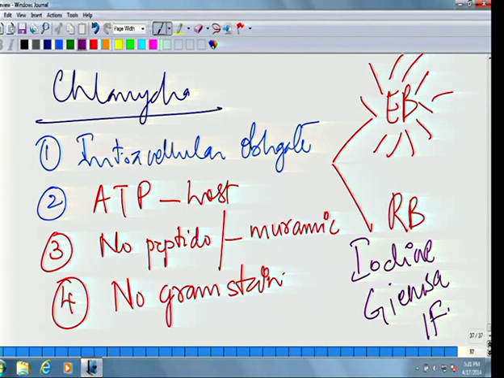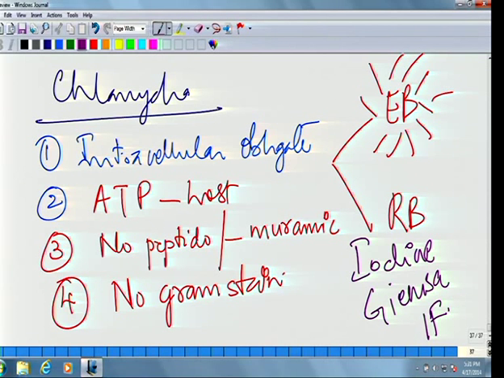Now, what is inclusion conjunctivitis? What are these chlamydia called when they are seen inside the epithelial cells? They're called inclusion bodies, isn't it? Chlamydia, when it's seen inside the epithelial cells, are called inclusion bodies. Inclusion conjunctivitis is infection caused by chlamydia, Chlamydia trachomatis.